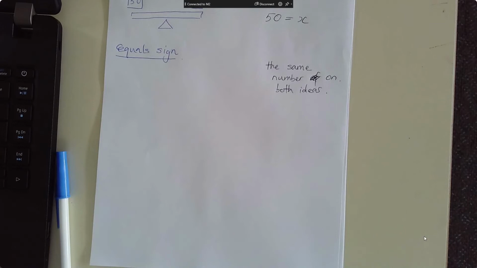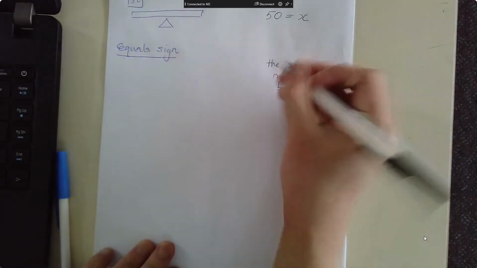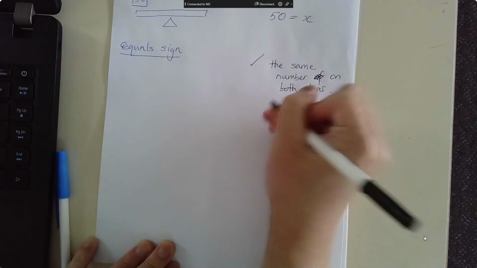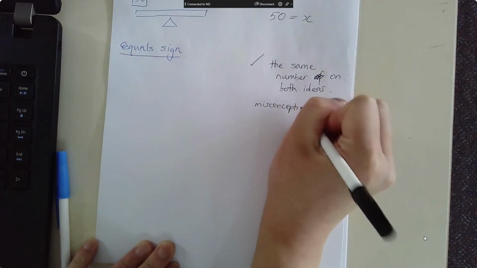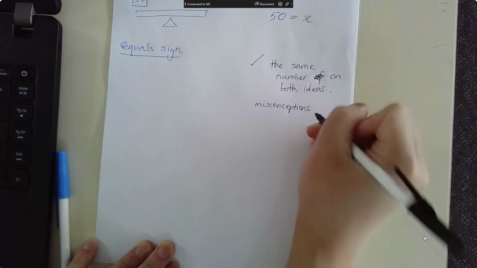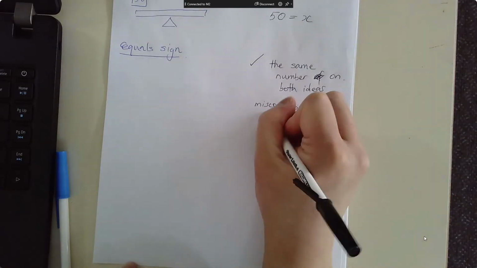Can you give me a nod if you agree with Sam's definition? Same number on both sides? Okay. So yes, that's exactly what the equal sign means. There are some misconceptions. Do you know what misconception means? Yep. What does that mean? Like, where you believe something about it, but it's not actually what it is. Yeah, it's like a wrong idea.